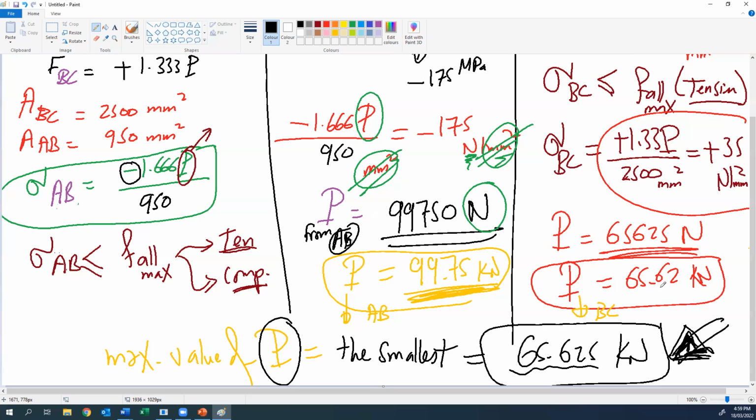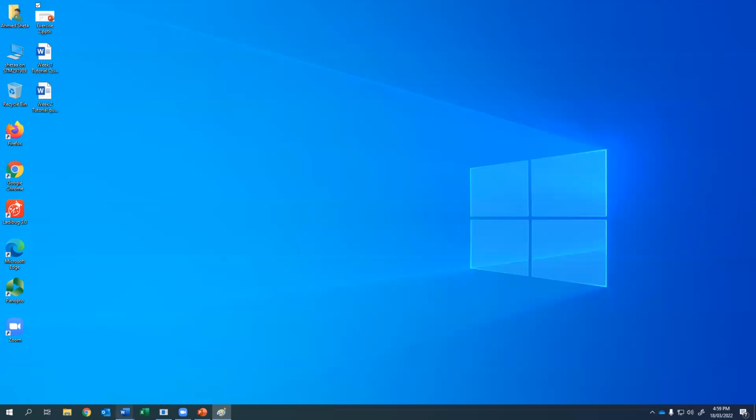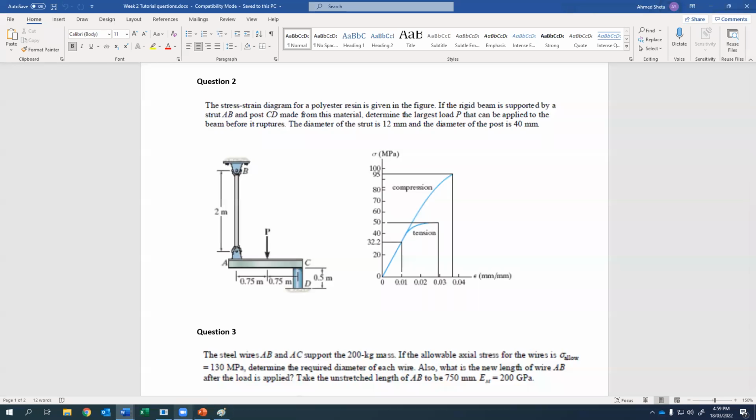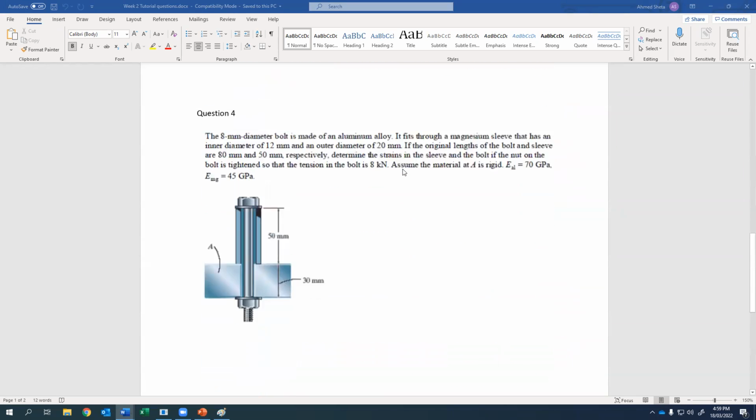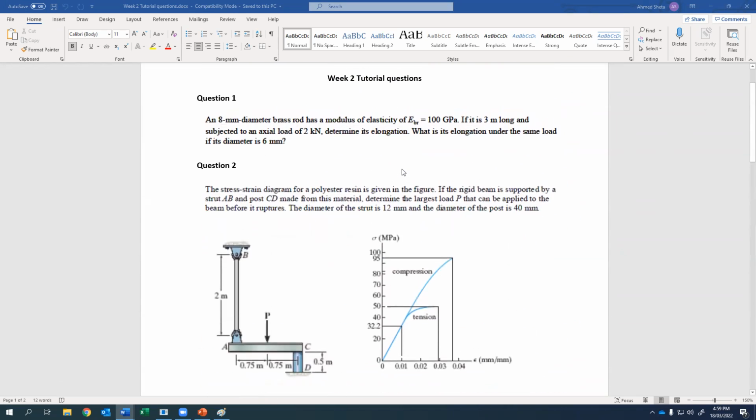Okay, so this is an example of how to use the material properties in the normal stresses to get the requirements, and you can try. I will share with you. Okay, you can try the week 2 examples here. You have 4 examples, you can try them, and the solutions for these examples are on the Learn Online website. So you can try them and have a look at the result.